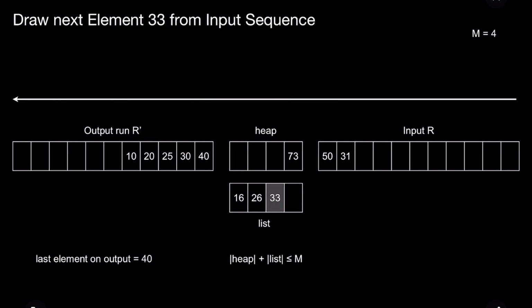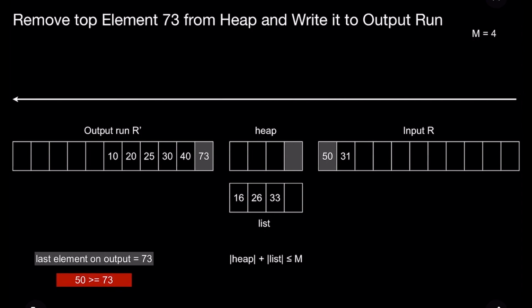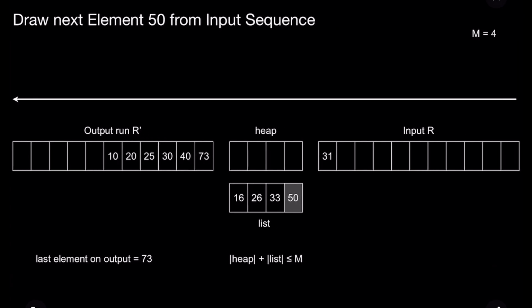Now there's only 73 left. You send 73 to the output. Here we go. Make the comparison. 50 is smaller, so you load 50 into the list, but you don't have a heap anymore at that point in time. So in this situation, the algorithm terminates for this particular run, which means the heap is empty, the list is full, and you can't produce any element that's bigger than 73 anymore. So that marks the end of that run.